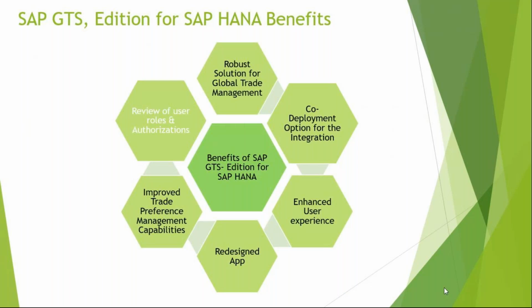SAP GTS Edition for SAP HANA is the robust solution for global trade management. And why is it a robust solution? Because we all understood that SAP GTS Edition for SAP HANA is using in-memory technology, right? It is using SAP's own database. This enables fast data processing, providing real-time analytics and reporting, which are essential for almost all companies.